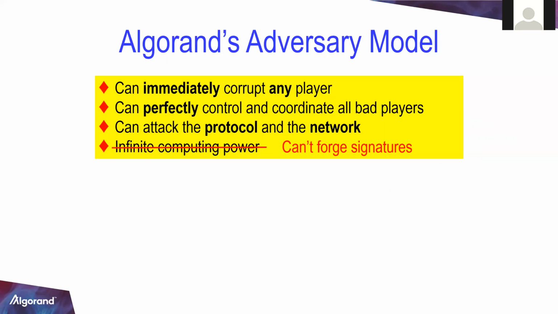We allow the adversary to immediately corrupt any player. And the adversary is able to perfectly control and coordinate all the bad users. The adversary can not just attack the protocol, but can also attack the network, meaning that maybe he can bomb the data centers and cut cross-continental cables so that he can isolate the network and partition it. But there's one thing we do not allow. The adversary cannot forge signatures, or in general, it cannot break the basic cryptographic primitives. Because cryptography is really the foundation of internet communication, and without modern cryptography, we can't say anything about the security.